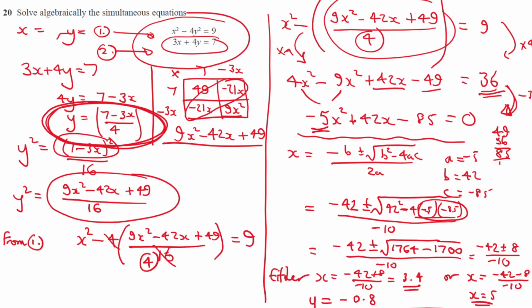So with x is 3.4, y would be negative 0.8, and if x was 5, the corresponding value of y is going to be 7, so fraction button, 7 minus 3 times 5 all over 4 gives me negative 2. So two pairs of values, x equals 3.4 with y equals negative 0.8, and x equals 5 with y equals negative 2.